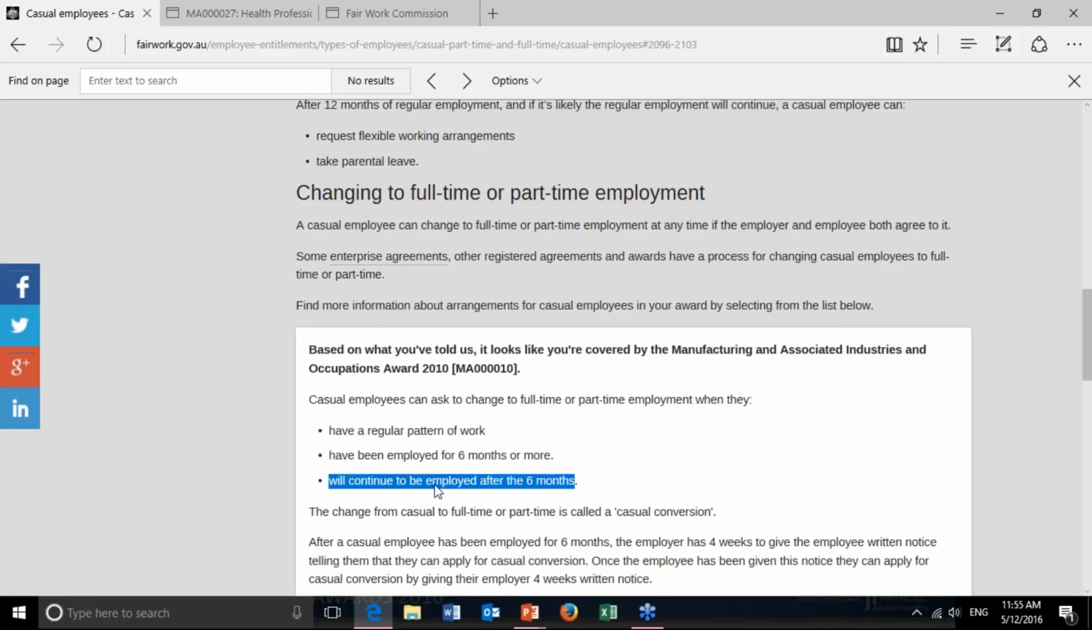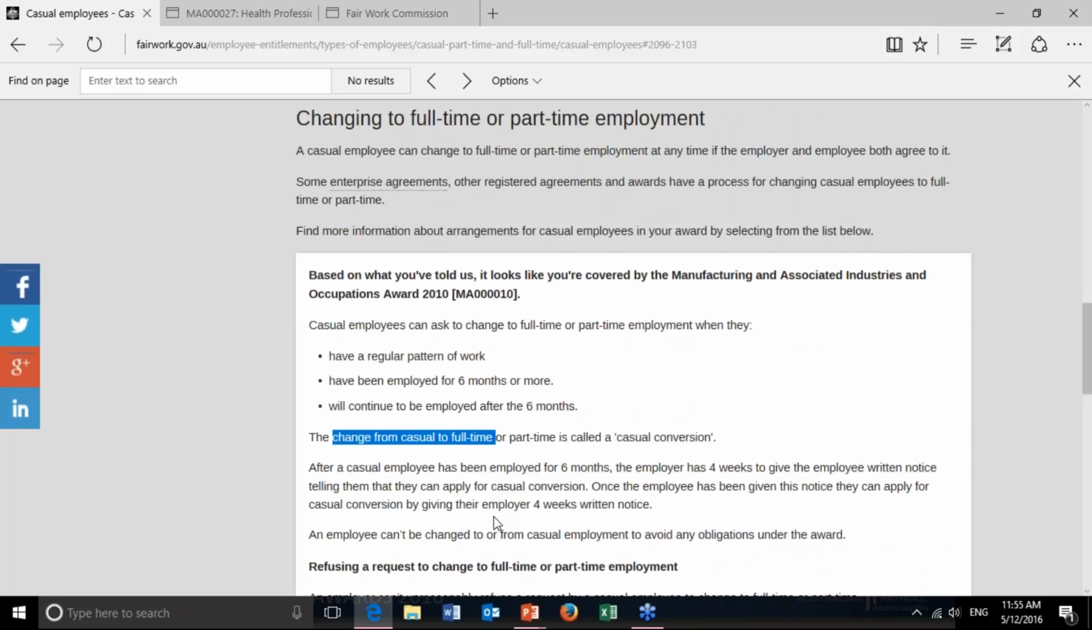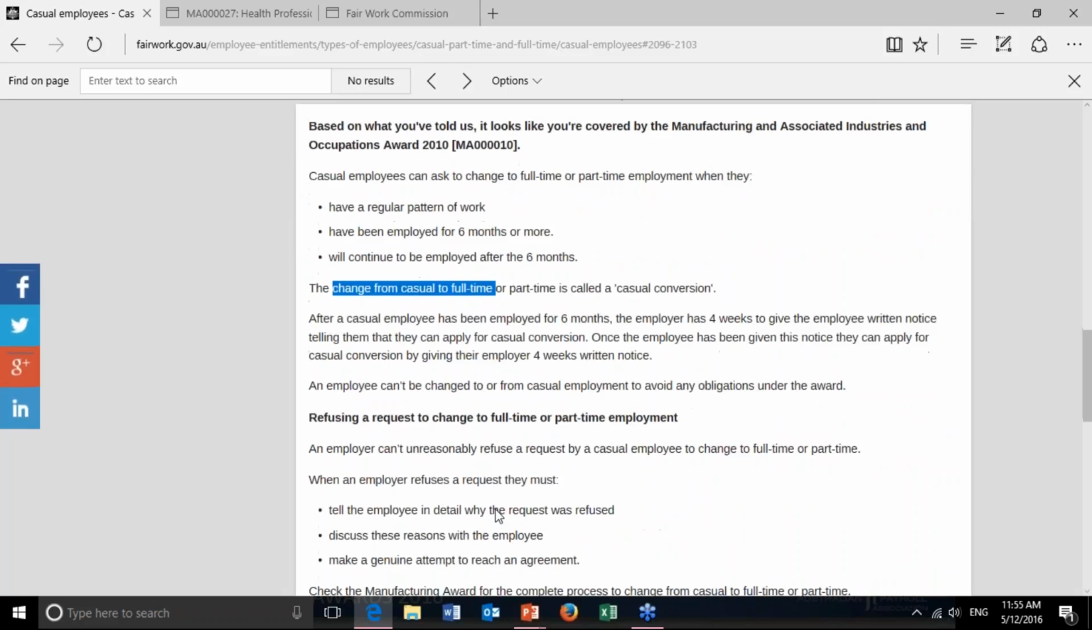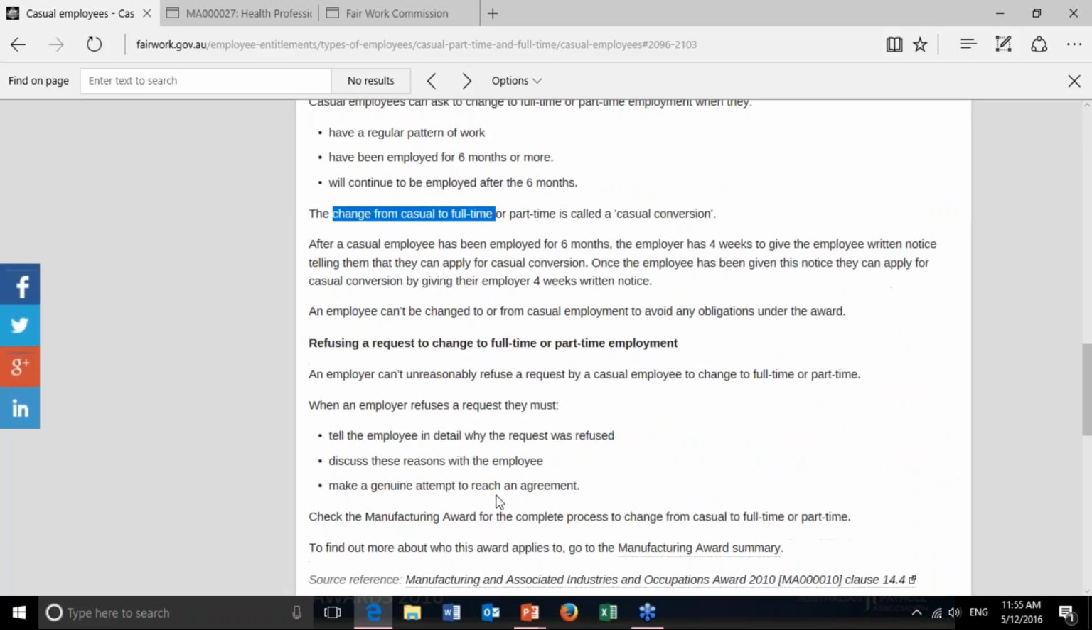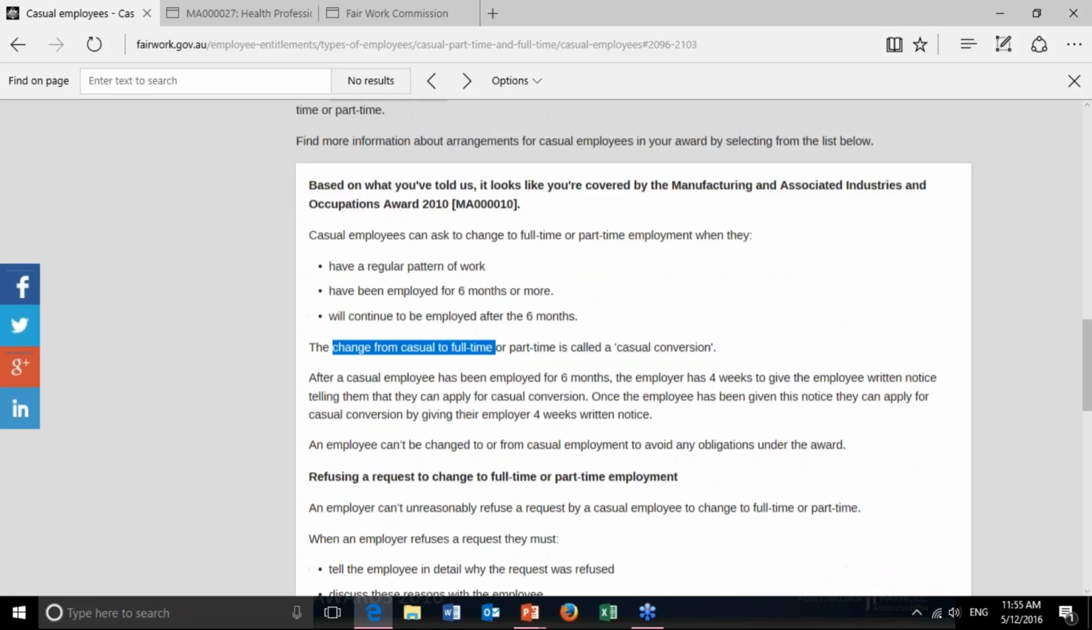If they're going to continue with regular and systematic hours, then the casual can go from part-time to full-time, and it's called a casual conversion. In fact, it's actually an obligation in that award that you must do it. If the employee fails to respond, i.e. take up the offer of part-time or full-time employment, they're deemed to have rejected it if they don't take it up, basically. So let's have a bit of a read further.